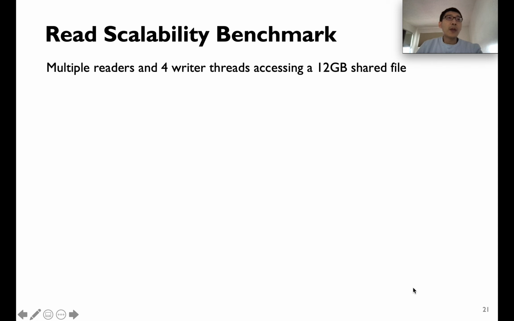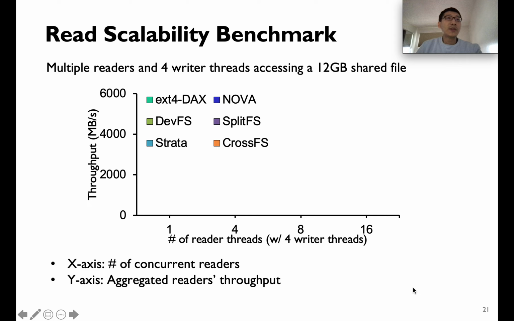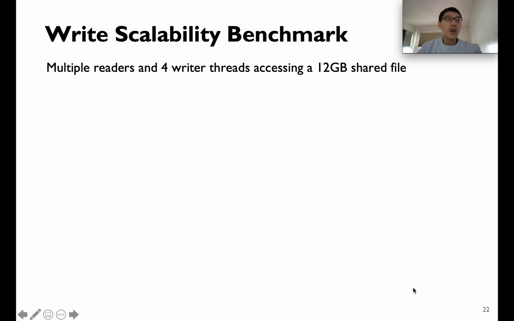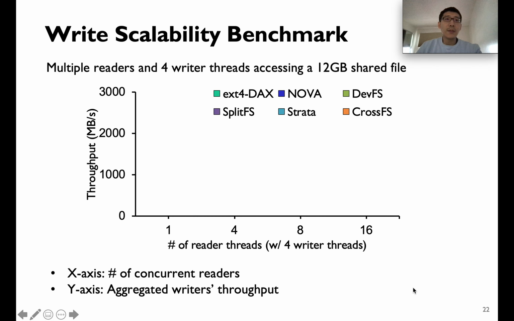We developed a micro-benchmark where multiple reader and writer threads randomly access a large shared file. The y-axis shows the aggregated reader throughput. As the number of reader threads increases, existing file systems suffer from the inode level lock or software overheads. By removing the inode level lock and providing direct access, CrossFS achieves up to more than 4x throughput gain for reader threads. For writer performance, we use the same micro-benchmark.